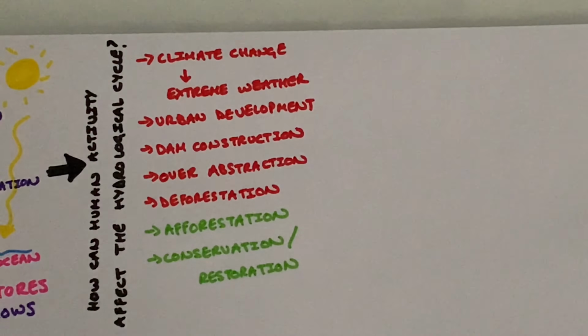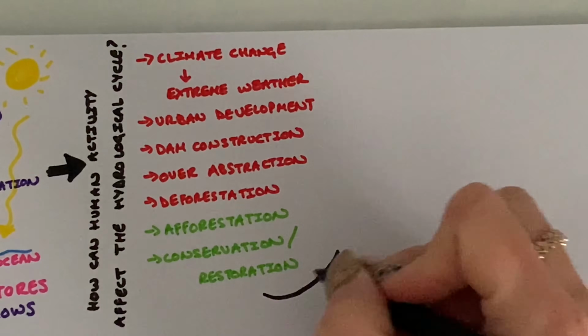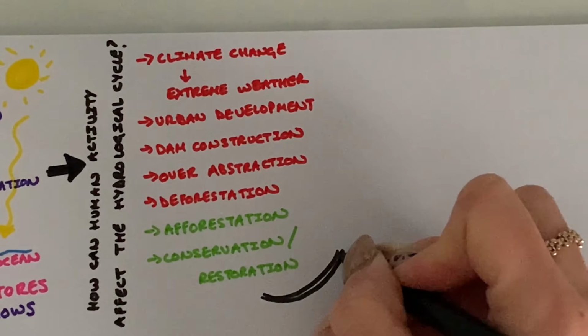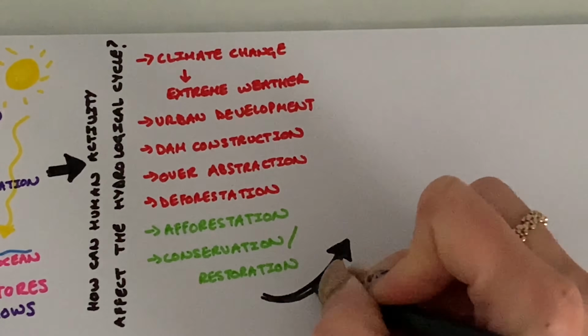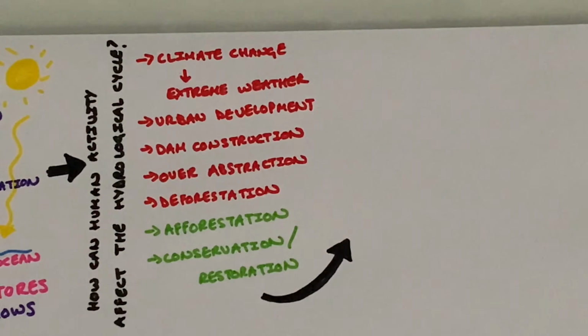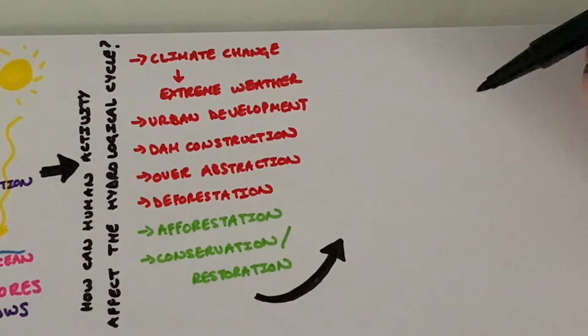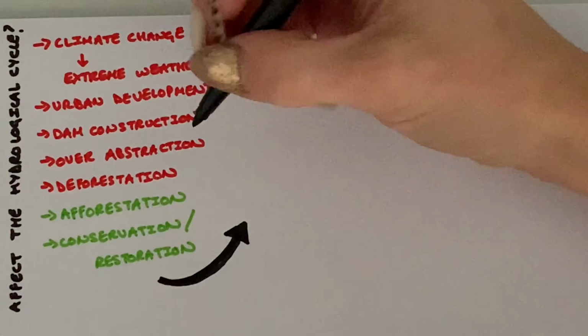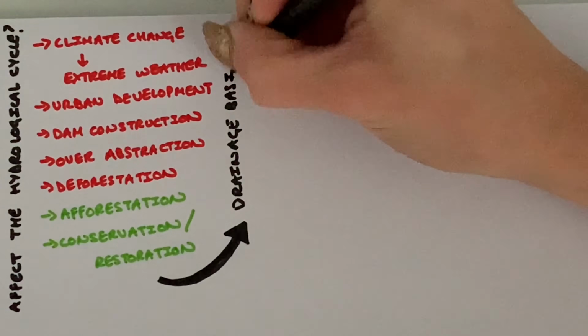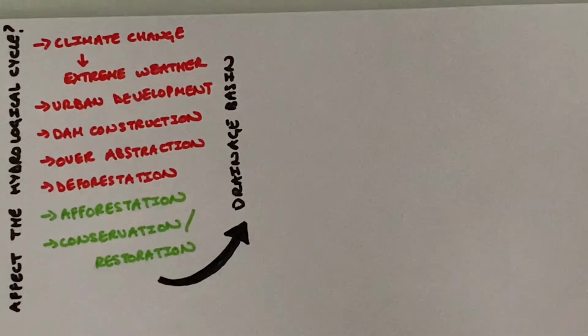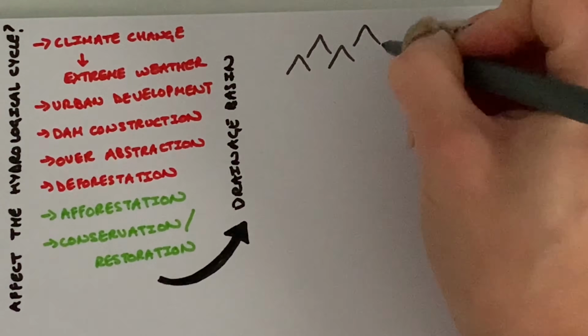You've also got conservation and restoration efforts where we are trying to maintain natural habitats and allowing them to store water so that we can still have processes like evaporation and condensation taking place. So now let's move on to looking at a river drainage basin. A drainage basin is an area of land drained by a river and its tributaries, its small streams.